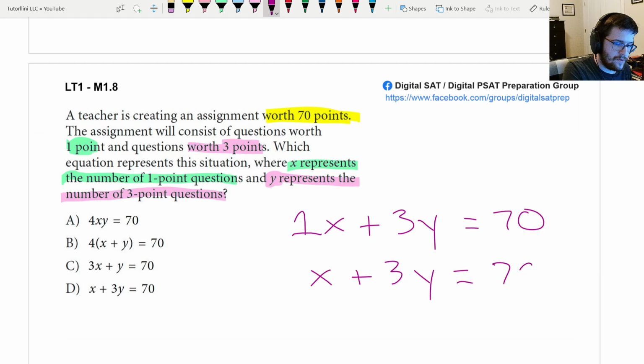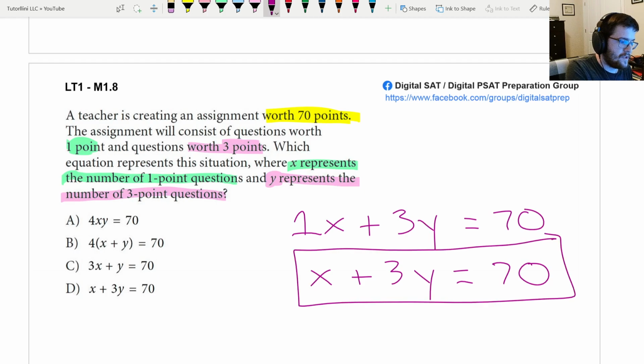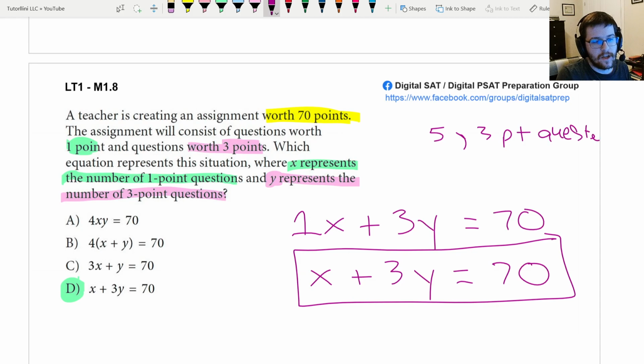So that's answer choice D. If you're ever confused about what to do with these numbers and symbols, try to come up with a simpler problem like I did over here, like five 3-point questions. You can use your intuition and go, oh, that's probably going to be 15 points. And then you go, wait a minute, how did I get that? I multiplied. And then that'll tell you to multiply when you do the rest of the problem.